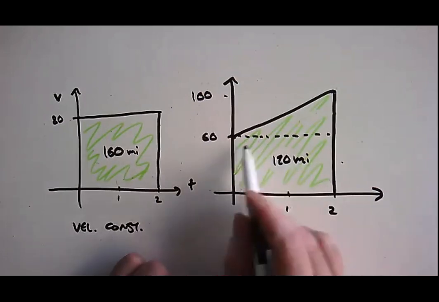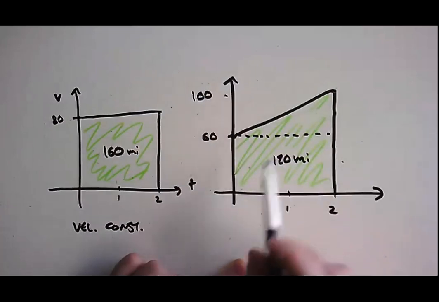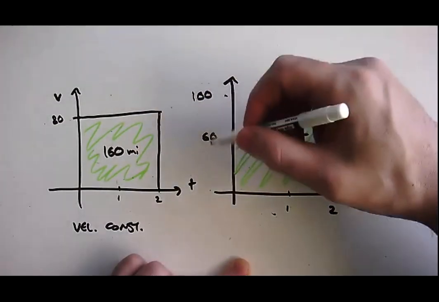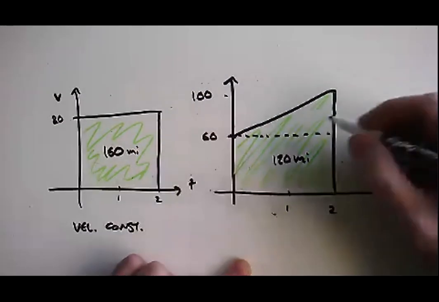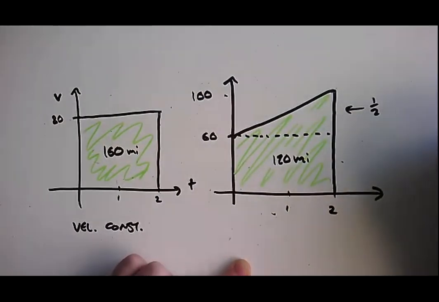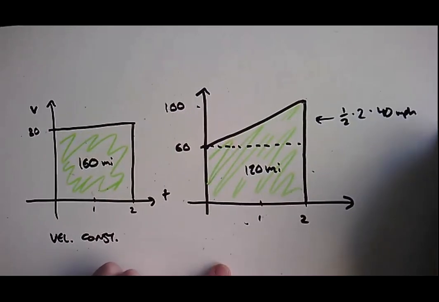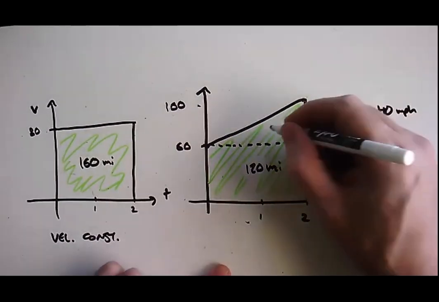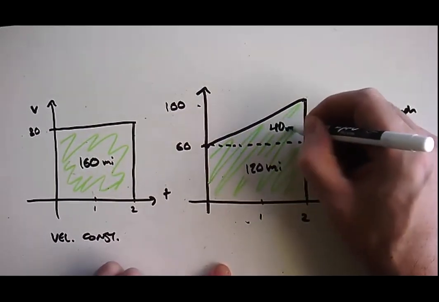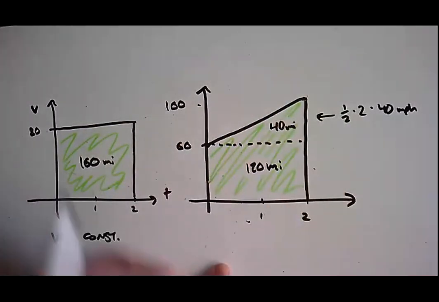So 120 miles is the area of the rectangle down here, and up here is a triangle whose base is 2 and whose height is the difference between 100 and 60. And so the area of that triangle would be 1/2 base times height. So 1/2 times 2 hours times the height of 40 miles per hour. And so that area would be 40 miles. And so the area as a whole is again 160 miles.